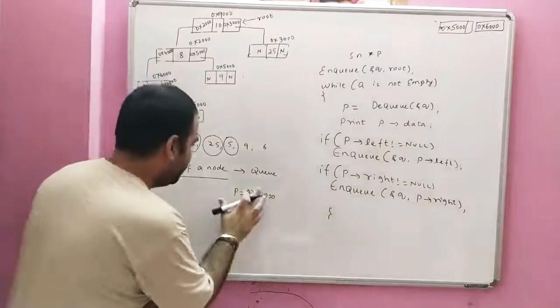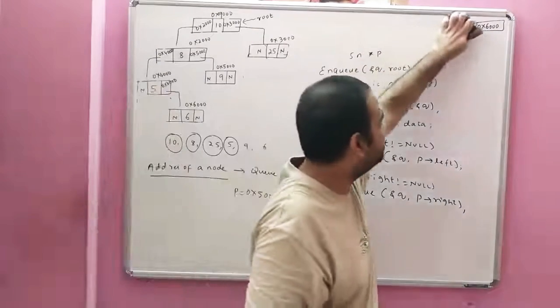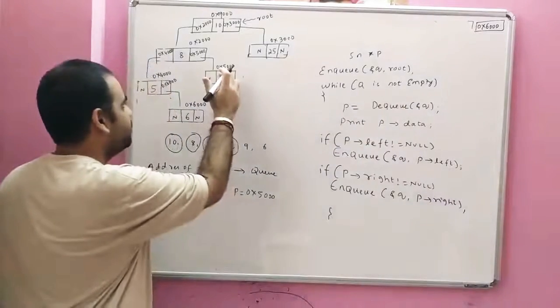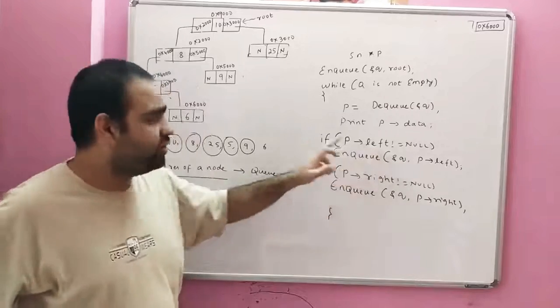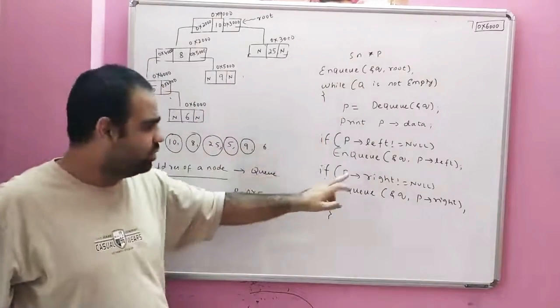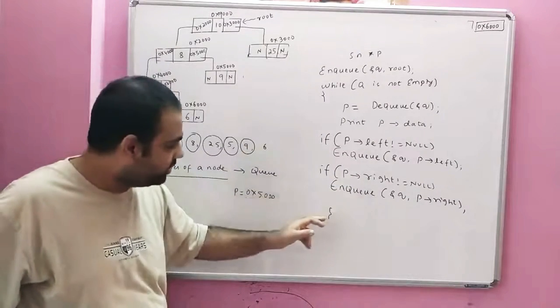Go back, Q is not empty. Yes, P is equal to DQ. What do you get? You get 5000. That means this is being removed. Now, you say printf 5000 arrow data. What is 5000 arrow data over here? 9. Now, what is 5000 arrow left? 5000 arrow left is null. Null not equal, null is false. Do not enqueue. 5000 arrow right is null. Null not equal, null is false. Do not enqueue.